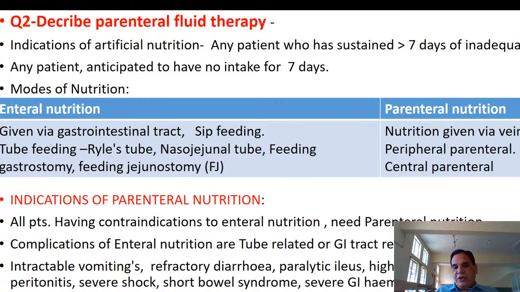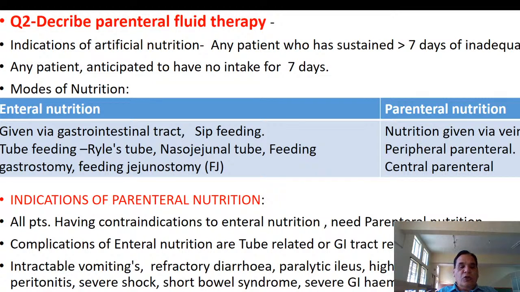Okay, enteral nutrition. And what is parenteral nutrition? Whenever the nutrition is given via veins, this can be either peripheral or central parenteral. Okay, this is the difference between enteral and parenteral nutrition. Parenteral is whenever you bypass the enteral system. So why do we go for parenteral nutrition? What are the indications?